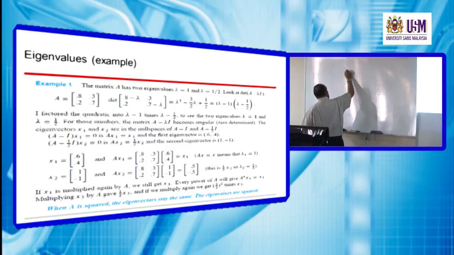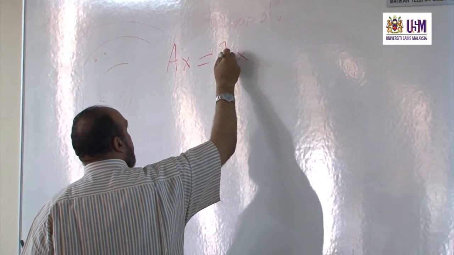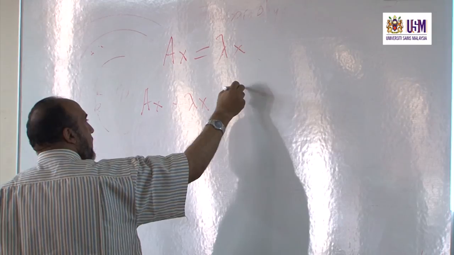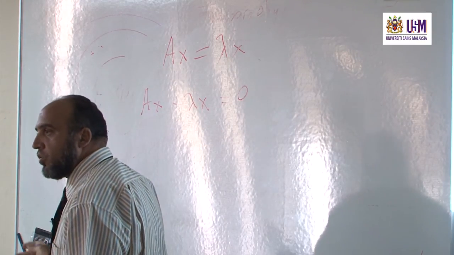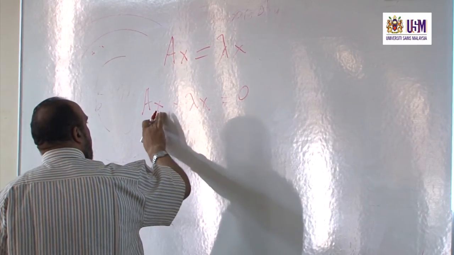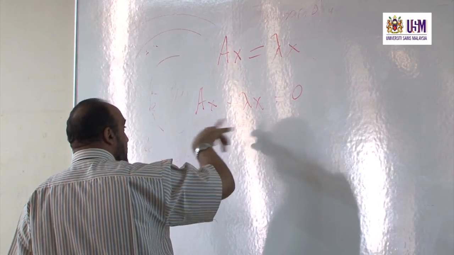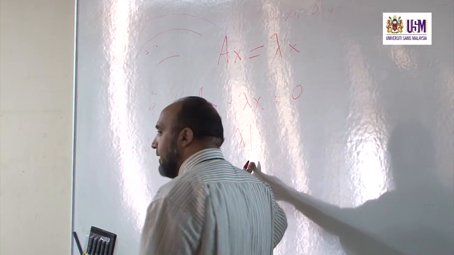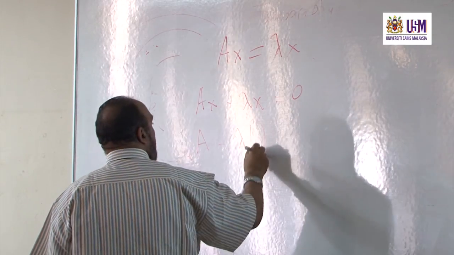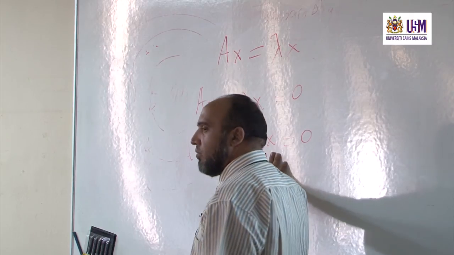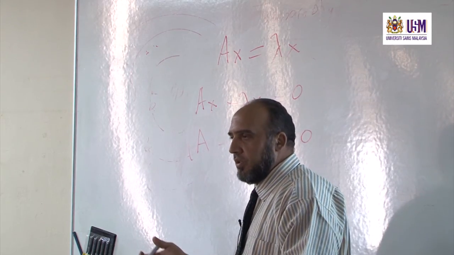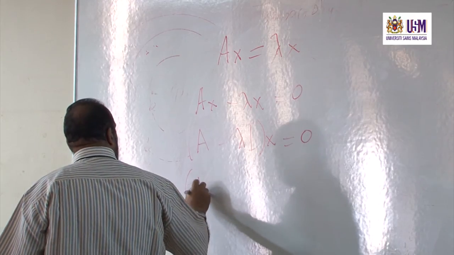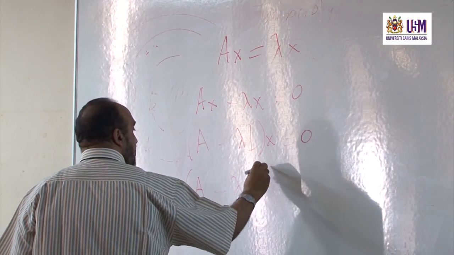Here, matrix A times vector x equals lambda x. So A x minus lambda x equals the null vector, or zero vector, which means taking the vector x as a common factor between these two terms: (A minus lambda I) times x equals null, where I is the identity matrix. x is not the null vector, as we know from the previous discussion. So the determinant of A minus lambda I should equal zero.